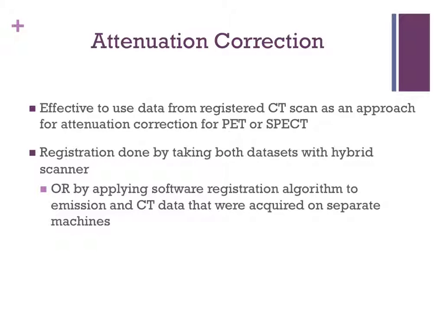An effective approach to attenuation correction for PET or SPECT scanning is to use the data from a registered CT scan, which means the same size, in the same orientation, and sliced along the same planes as the PET or SPECT scan. This registration can be achieved by taking both data sets with a hybrid scanner or by applying a software registration algorithm to the emission and CT data that were acquired on the separate machines.